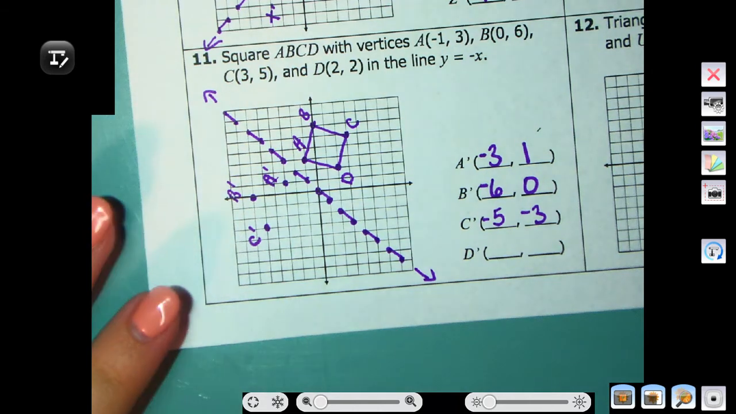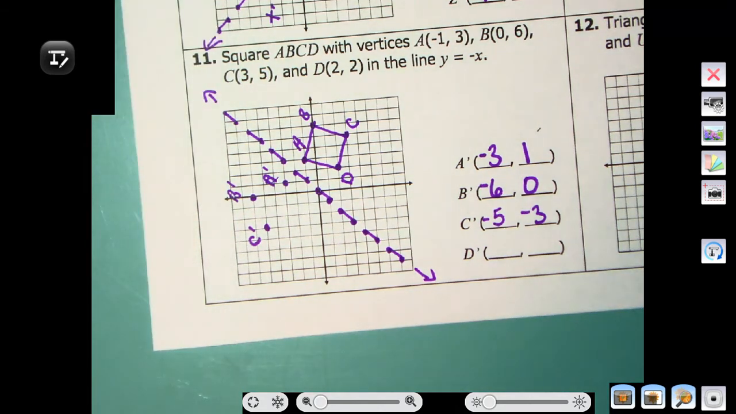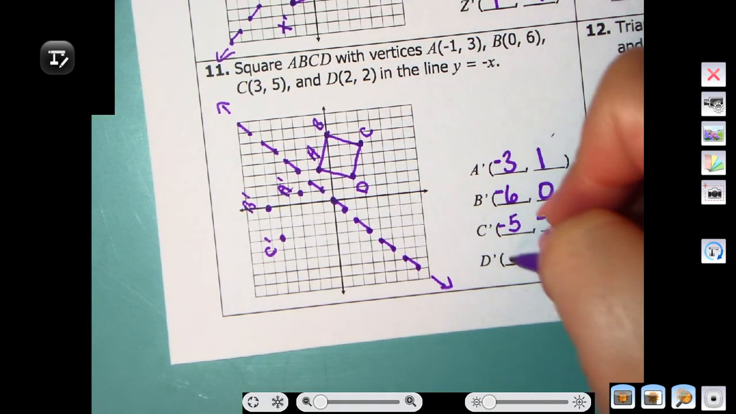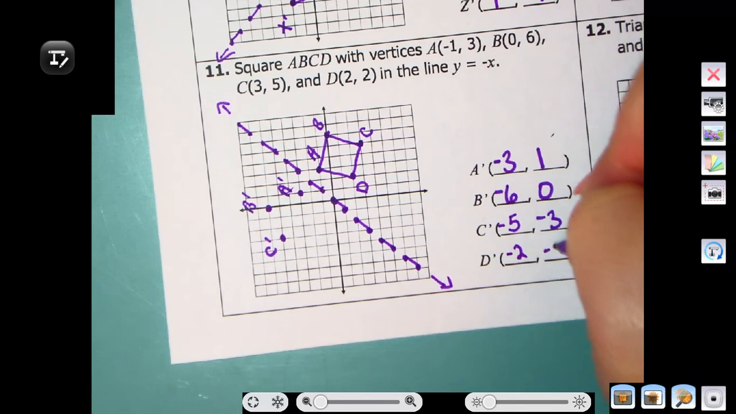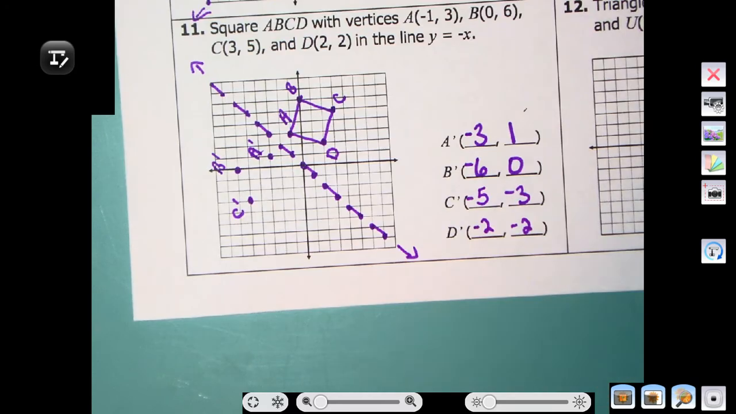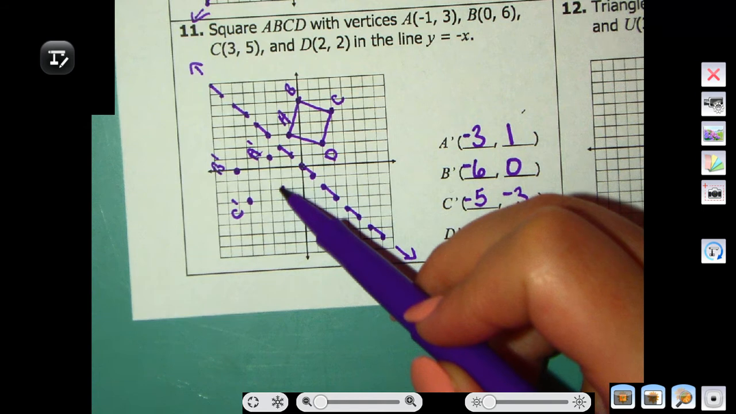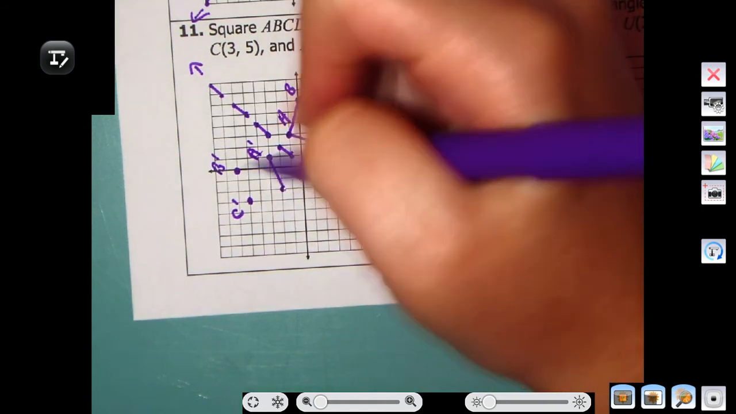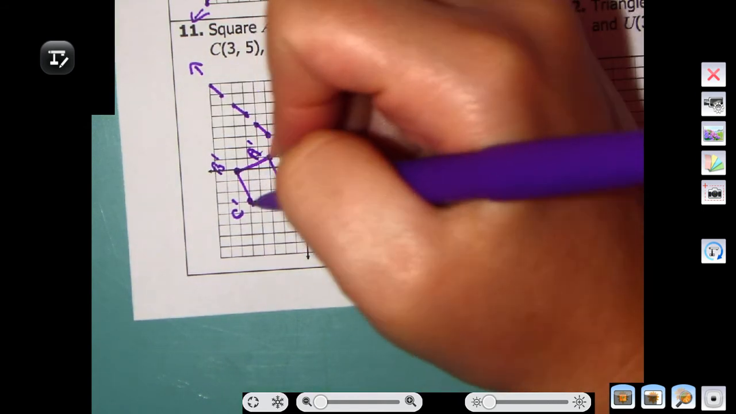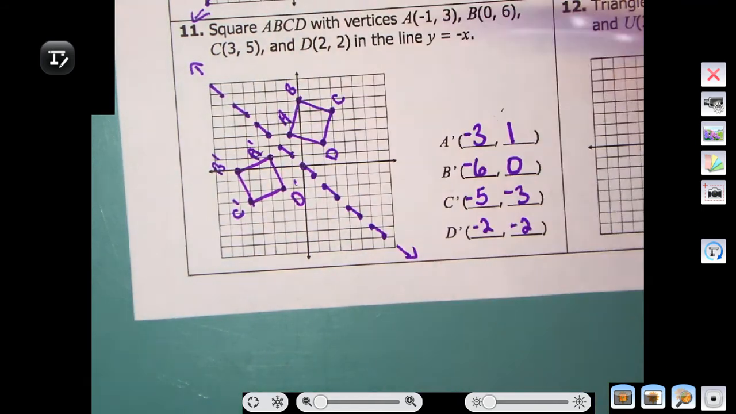And then I'm going to do D prime, so let's switch it again. So they're both 2, 2, so really it's just going to become negative 2 for D. So I'm going to go to negative 2 and down 2, and I have a square that looks like that.